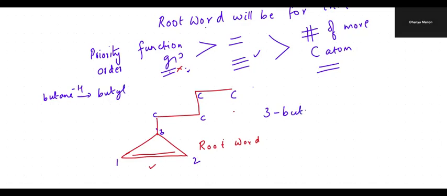This is the butyl: 1, 2, 3, 4. Butyl cyclo prop-1-ene. The double bond at the first position. Cyclo prop-1-ene. Okay, I hope you got it.